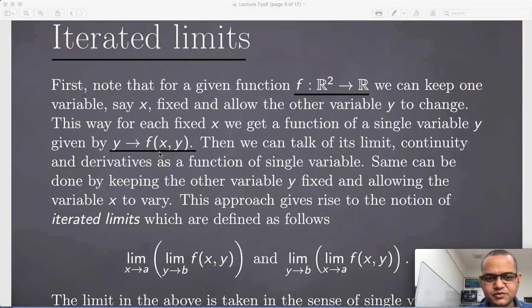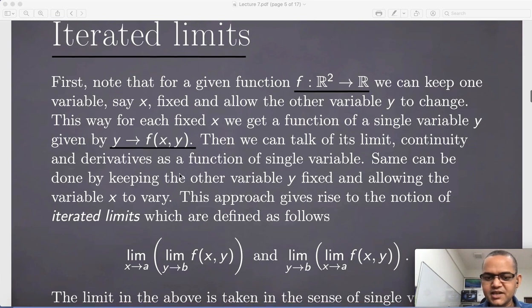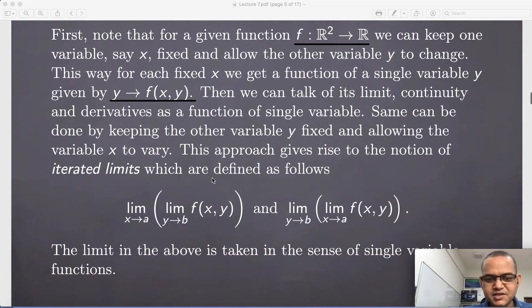We are saying that you freeze one variable and then allow the other variable to change. So in this process, if I'm fixing x, I'm going to get a function of y, and if I'm fixing y, I'm going to get a function of x. Within this process, we can first work with the limit when y is going to a fixed number b.